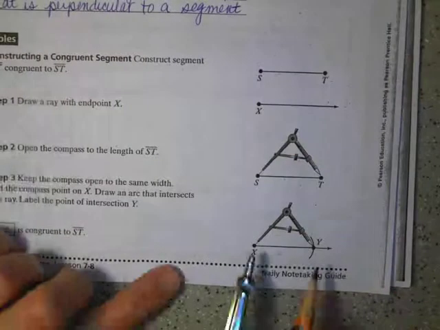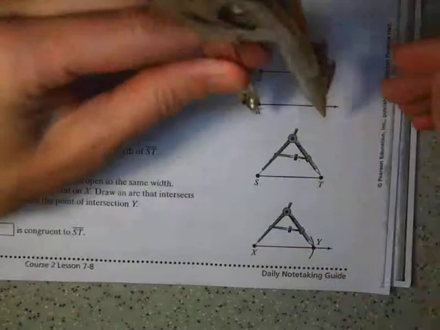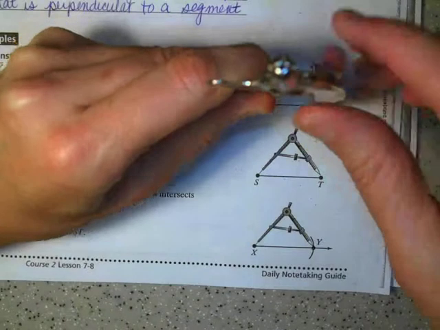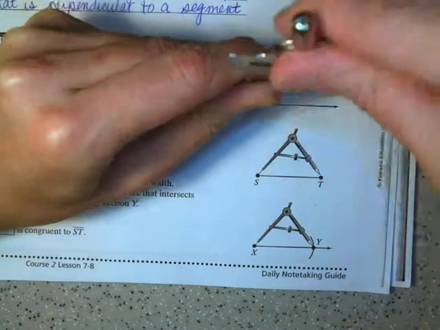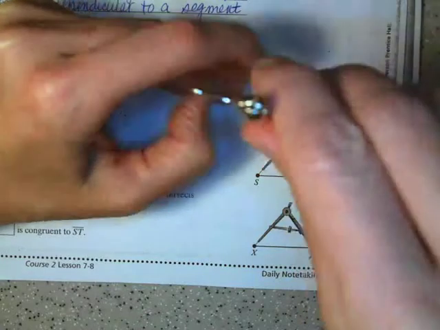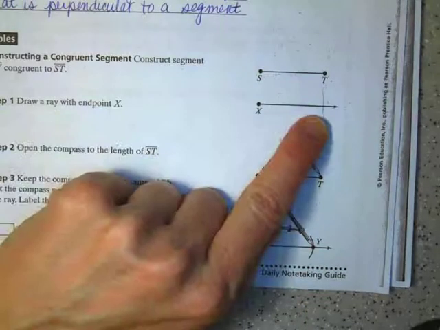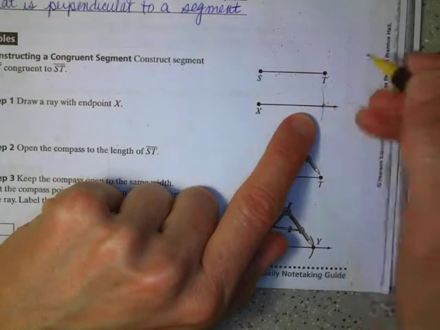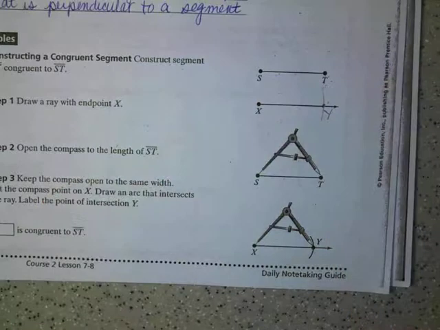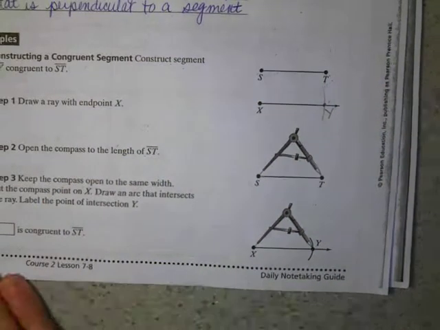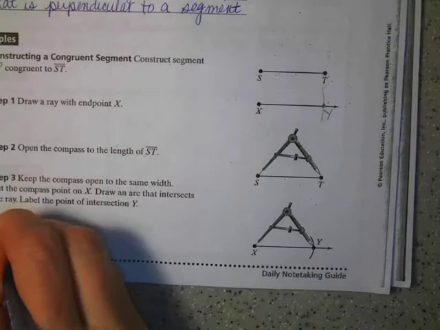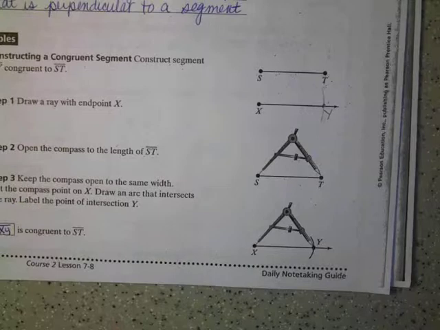Okay, so that is your third diagram right here. This is what it's telling you to do. I'm going to put the point in at X, the center of X, and without readjusting my compass, make an arc. It doesn't have to be big, just visible, so that it crosses through my ray. And this point of intersection, I'm going to label Y. So what I've just done here is I've constructed segment XY congruent to segment ST.